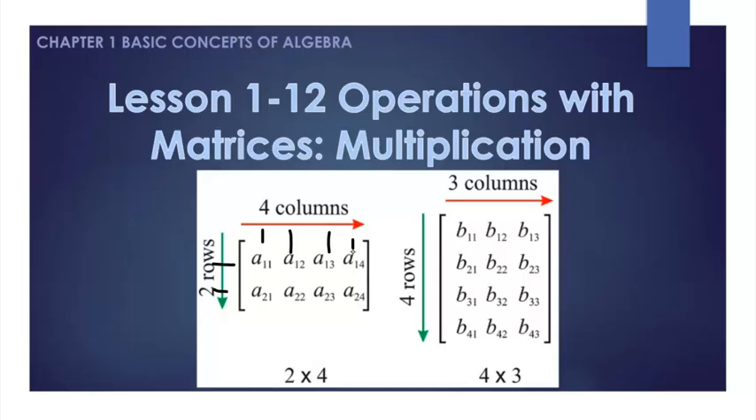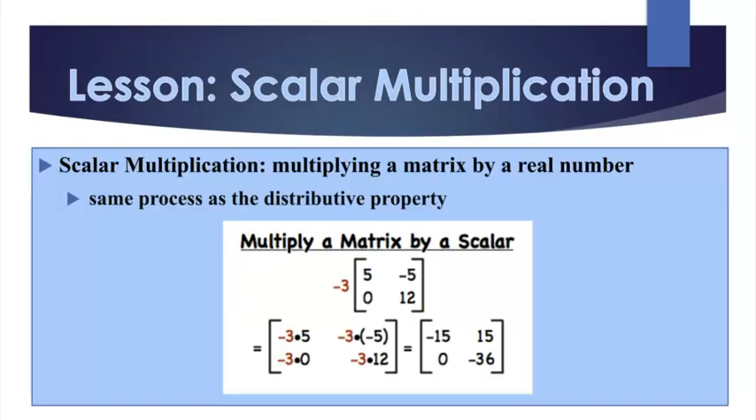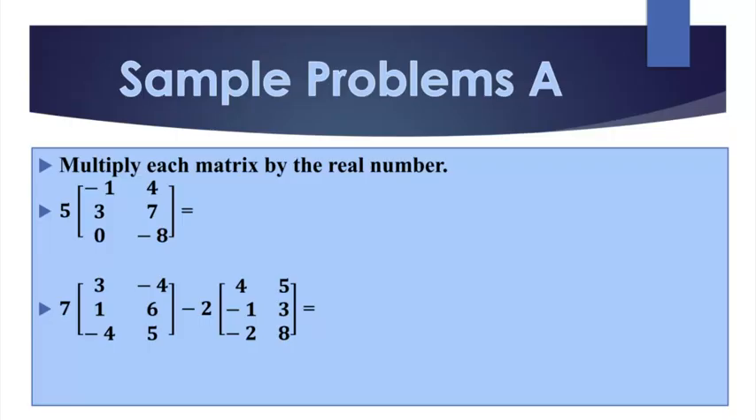And in this lesson, we're also going to look at multiplying by a scalar, and you'll see that the scalar is like using the distributive property. So first off, scalar multiplication is multiplying a matrix by a real number. It's the same process as a distributive property. So here you're just going to do 3 times 5, 3 times -5, -3 times 0, and -3 times 12. And what you get is your matrix as 15, -15, 0, and -36. So multiplying each entry of the matrix by the real number.